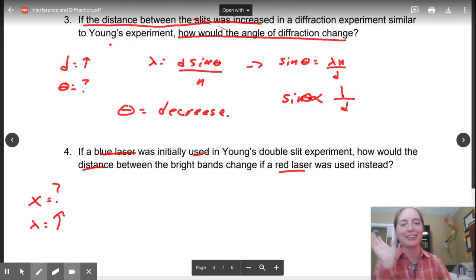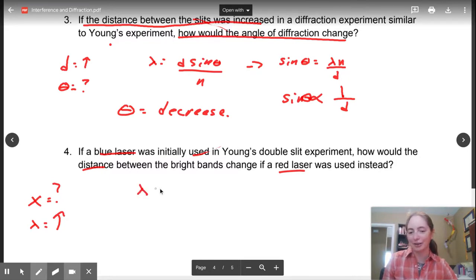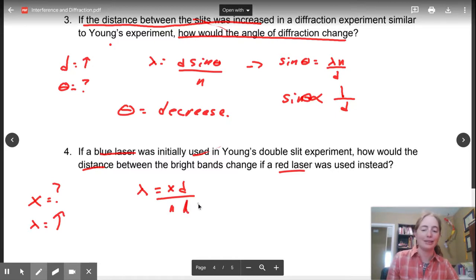Okay. So let's look at our equation again. We have lambda equals xd over NL. In this case, we're trying to focus on x and our lambda. Everything else we're going to make 1, and then we're going to throw in our proportionate sign. Well, look at this. Lambda is directly proportionate to x, because lambda and x are directly proportionate.